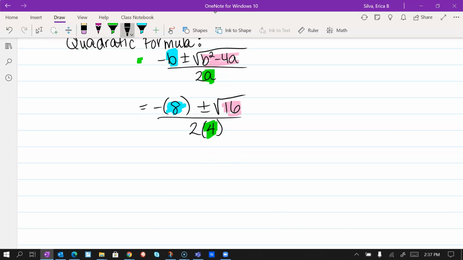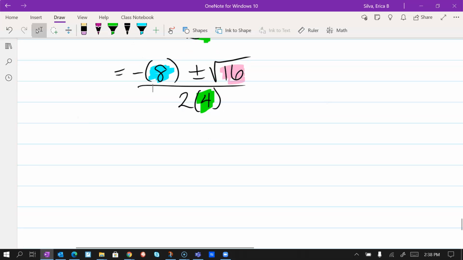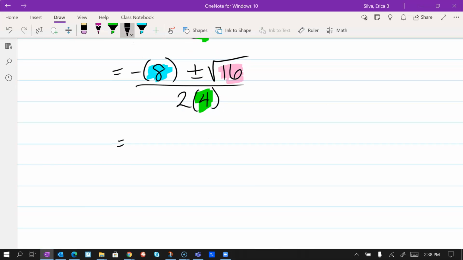All right, any questions so far? Everybody good at this point? Yes? Awesome. All right, so now we're going to simplify. We get negative 8 plus or minus, what is the square root of 16? 4. And then 2 times 4 is 8.